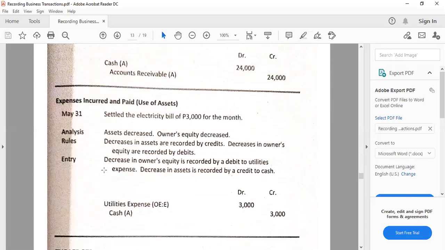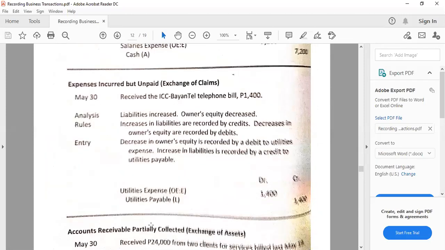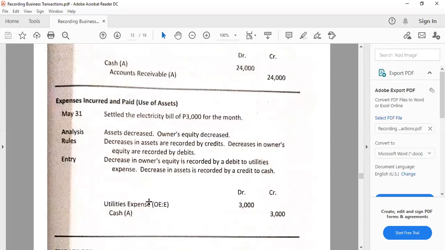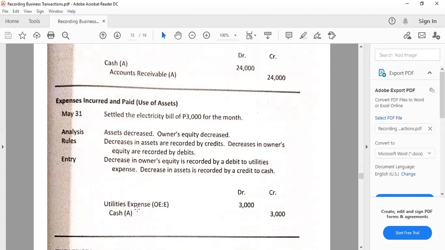This one is the settlement of the electricity bill. A while ago, that was the telephone bill, which is not paid exactly on May 30. Therefore, that's still a liability, utilities payable. For this one, it's really paid in cash, therefore credit cash. And we can write here to record payment of utilities expense. So hopefully you learned something about the recording of business transactions, especially journalizing.